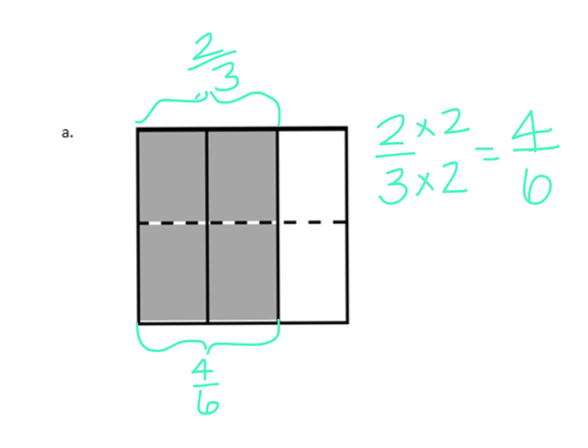The important thing to remember is that you can create an equivalent fraction by multiplying the fraction by any number. You must make sure that you multiply the numerator and the denominator by the same number.